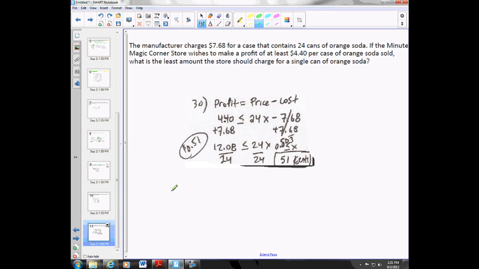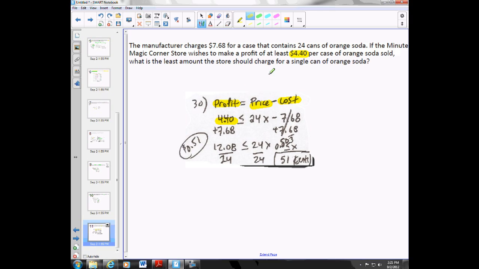All right, now here's the last one. This one you have to write an equation or an inequality. The manufacturer charges $7.68 for a case that contains 24 cans of orange soda. If the store wants to make a profit of at least $4.40, what is the least amount they should charge for 1 can? First of all, it's important you know what profit means. Profit is basically your price minus your cost. So we first figure out the profit we want. We want a profit of $4.40 per case. That's how much money we want to make on this.